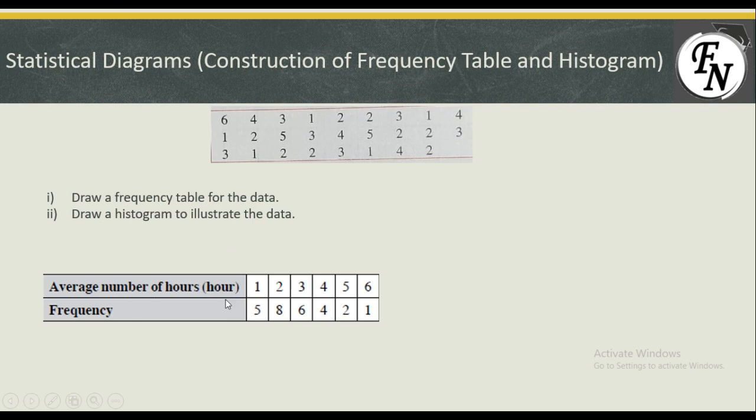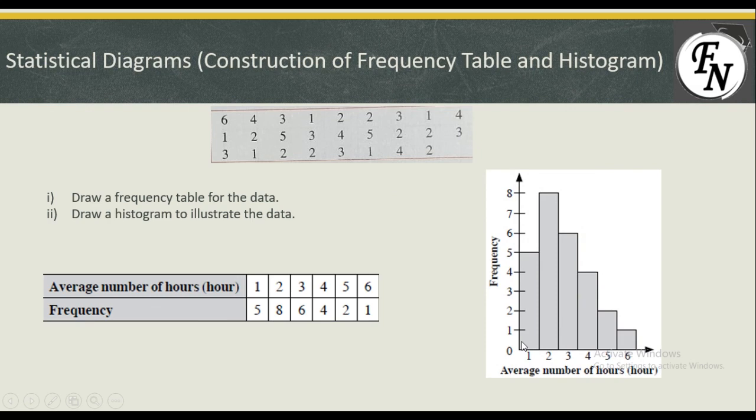After that, we need to convert this frequency table into a histogram. Here's a histogram, which we construct like a bar graph, but the only difference between a histogram and a bar graph is that there is no gap between the bars. As you must have seen earlier, a bar graph has gaps between the bars, but there are no gaps in the histogram.